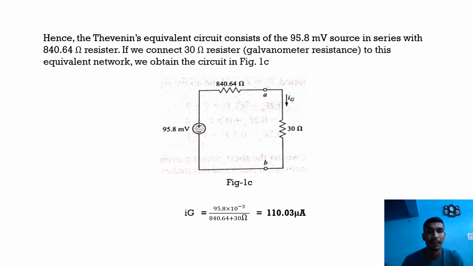Hence, the Thevenin's equivalent circuit consists of a 95.8 millivolt source in series with an 840.64 ohm resistor. If we connect this 30 ohm resistor, that is the galvanometer resistance, to this equivalent network, we obtain the circuit in figure 1c. The galvanometer current is determined by the voltage divided by the total resistance, that is Ohm's law. We get approximately 110.03 microampere.